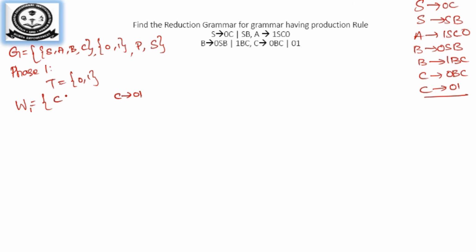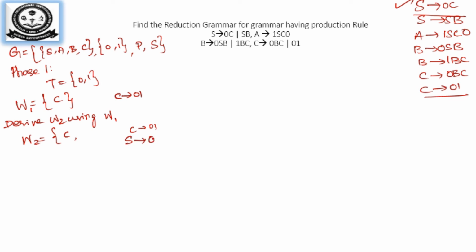So you will include only C. So that is a step. Now derive W2 using W1. So what will be W2 is, so now which are the productions it can be? So we know that C implies 0, 1, so you will have C over here. Now any other production that can derive C? So I can use this production because it's 0C. So S tends to 0C. C is there in W1. So S will be included in W2.